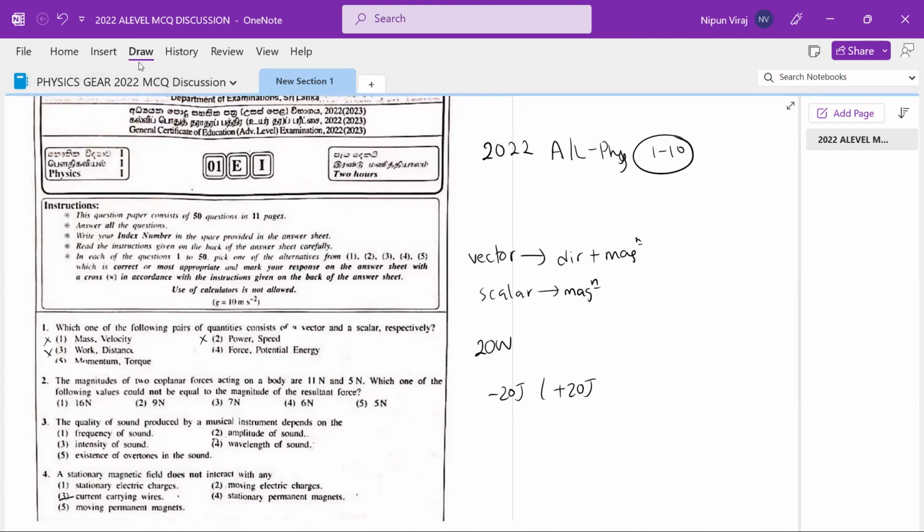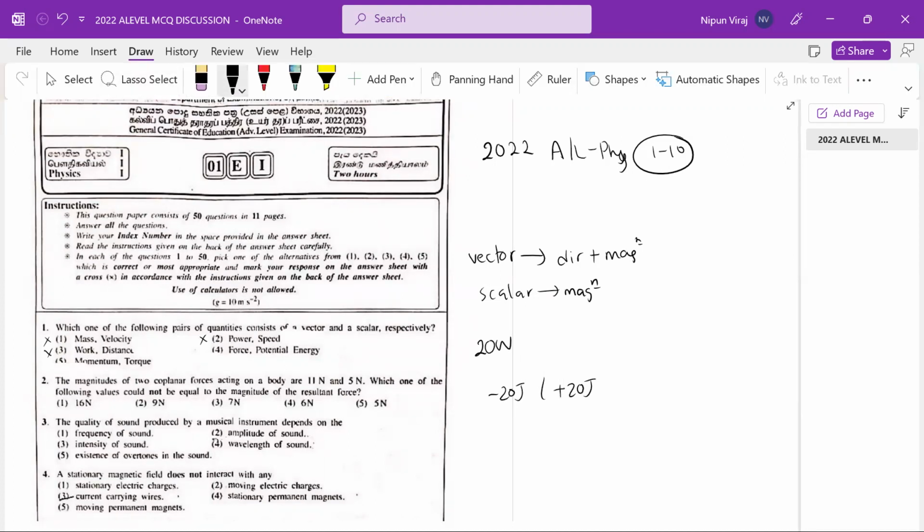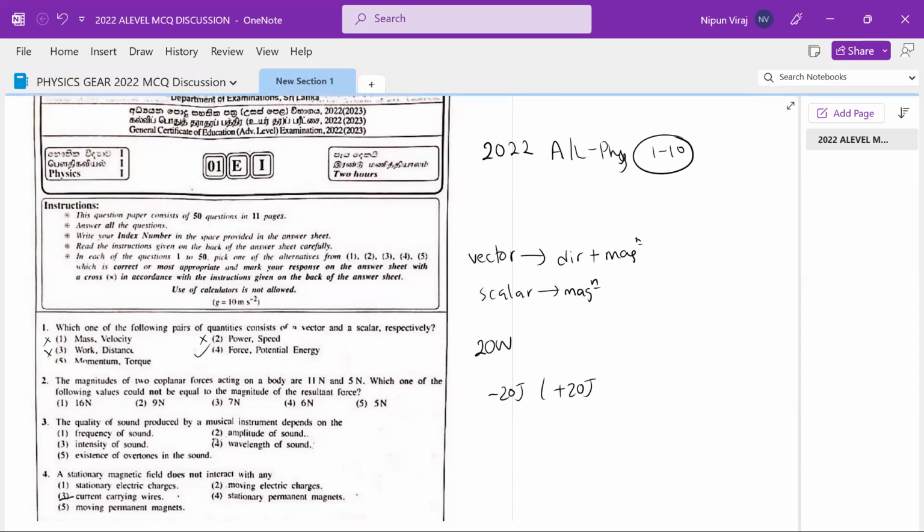And then if you look at force and potential energy. What about force? Force is a vector, obviously. And potential energy is a scalar because it is a certain energy. You can have plus or minus according to the magnitude, but it doesn't have a direction. So this is the correct answer.